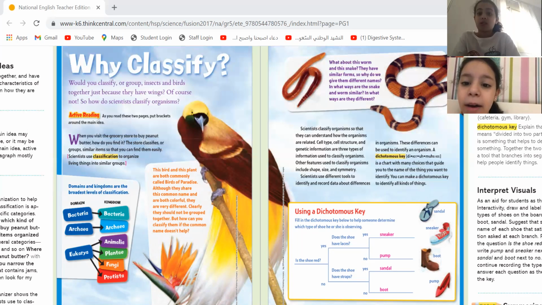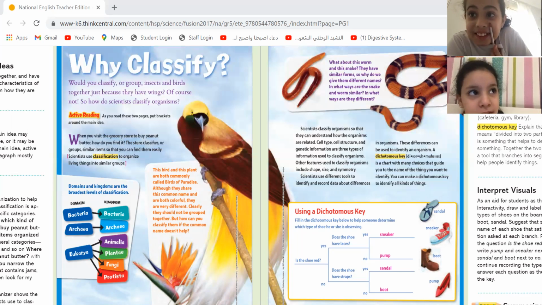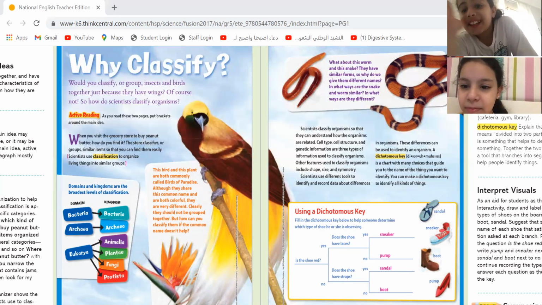Yeah, we could put them in mammals. We can put them in mammals. Okay, Maria, we classify them as mammals.